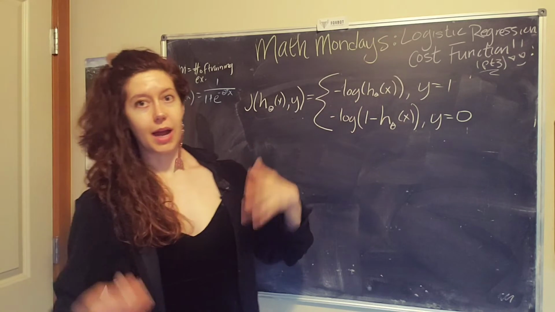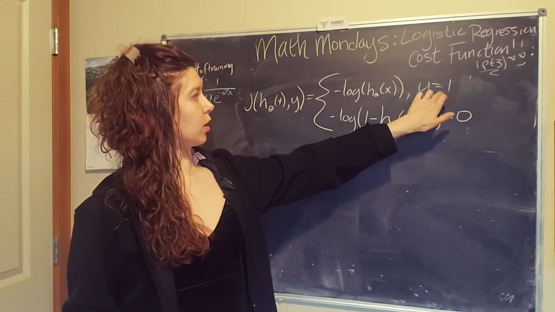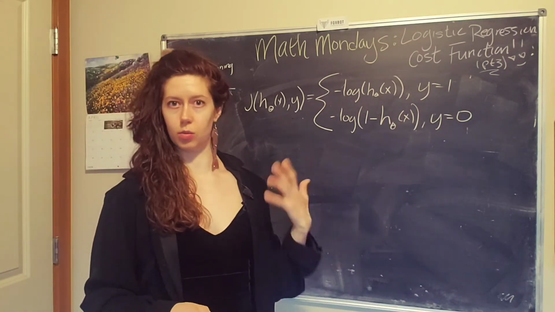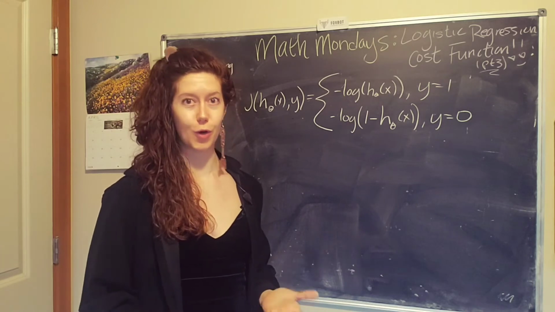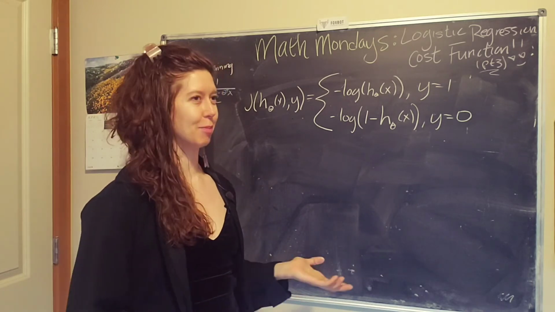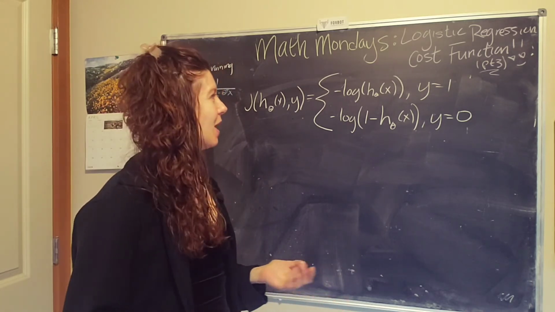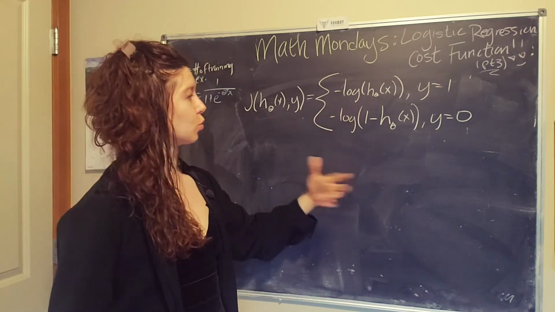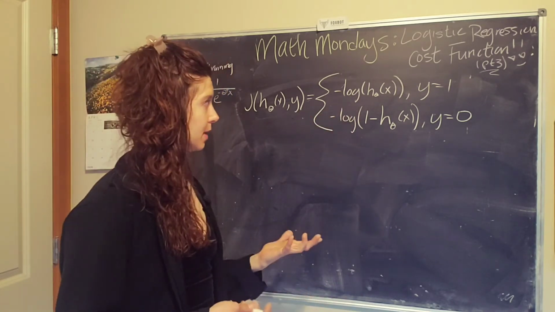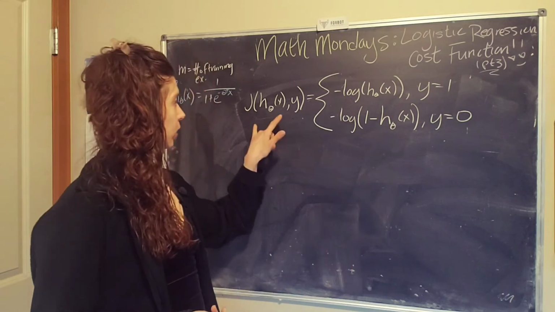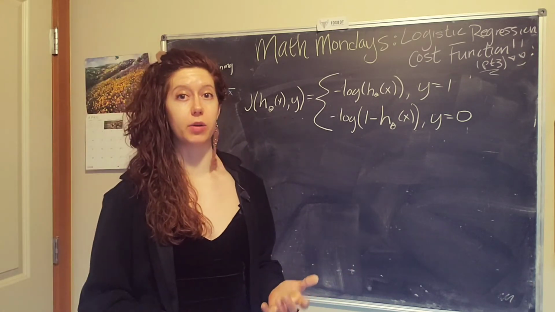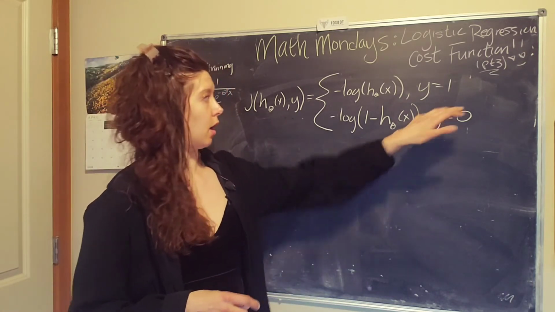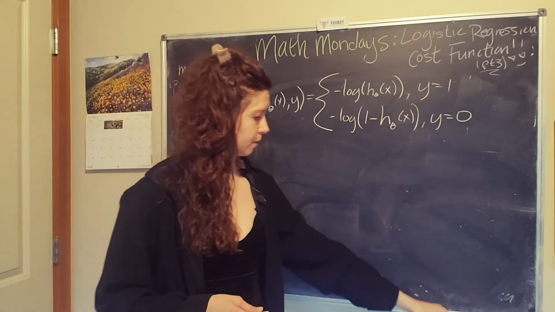So again, to recap with logistic regression, we are really looking at data that's either 1 or 0, on or off, frog or toad, habitable planet, not habitable planet. And so we need a way to reflect that in our cost function and basically make sure that when we are getting predicted values, that our predicted values are matching the training set.